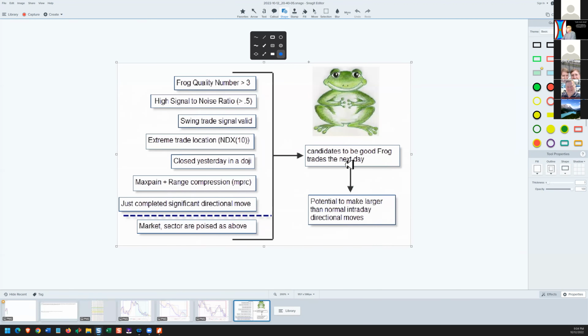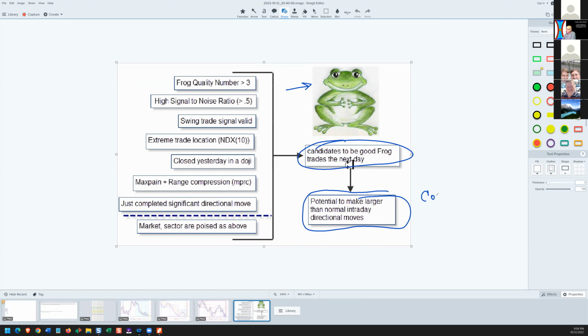So we said that all of these things give you a good frog candidate. Candidates to be good frog trades the next day. In other words, it's simply potential to make a larger than normal intraday move in either direction. That's actually the original idea behind the compound critical state, in which we have a critical state defined as the potential to make a larger than normal move in either direction in a shorter period of time.